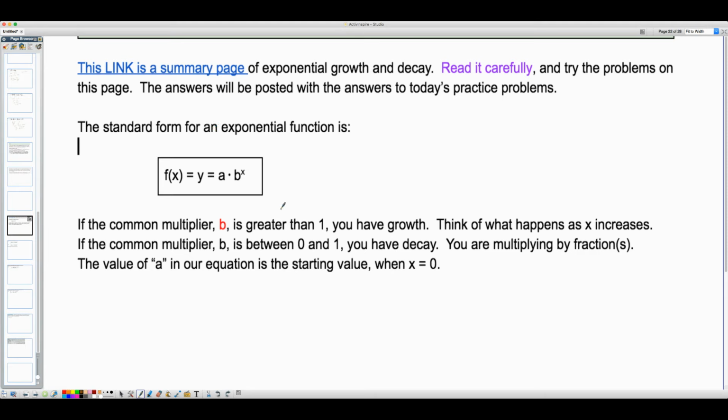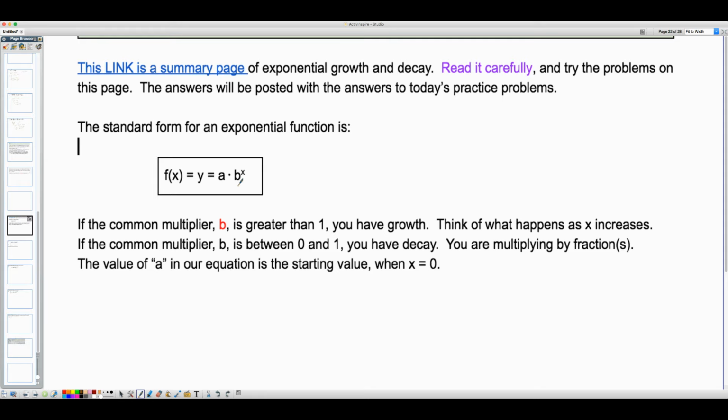An exponential function is of the form y equals a times b to the x, or the function f of x is equal to a times b to the x, where a is the y-intercept, and b is the base of the exponent. If it's greater than 1, you have growth. If it's between 0 and 1, you have decay. And that's the long and short of it.